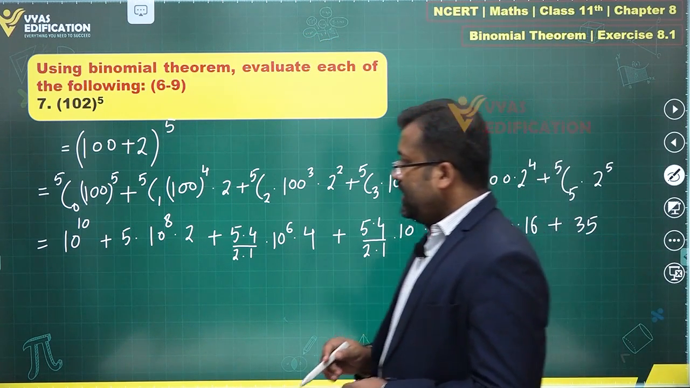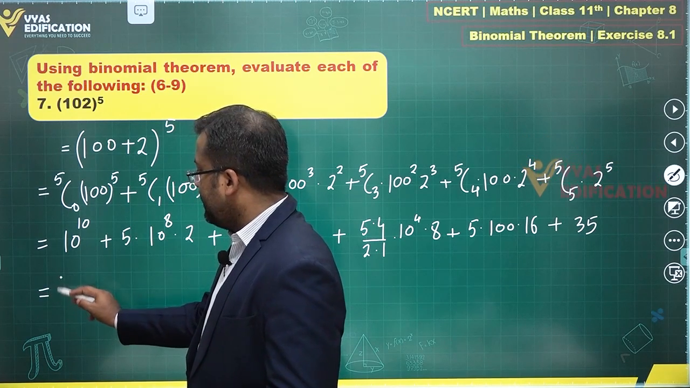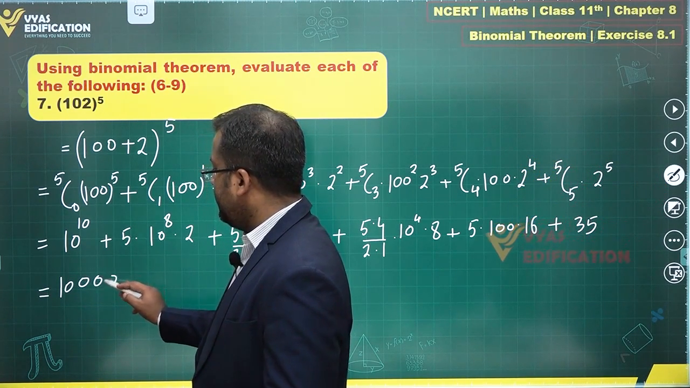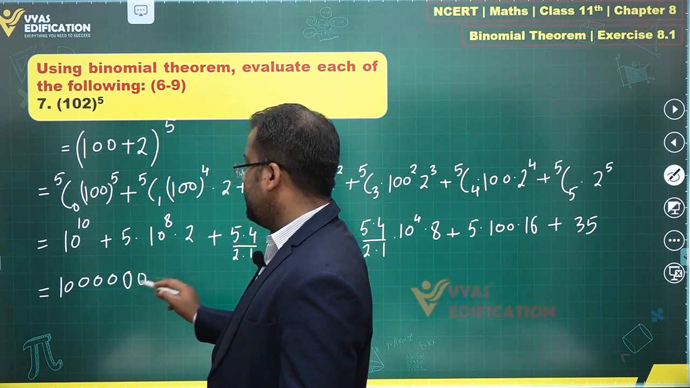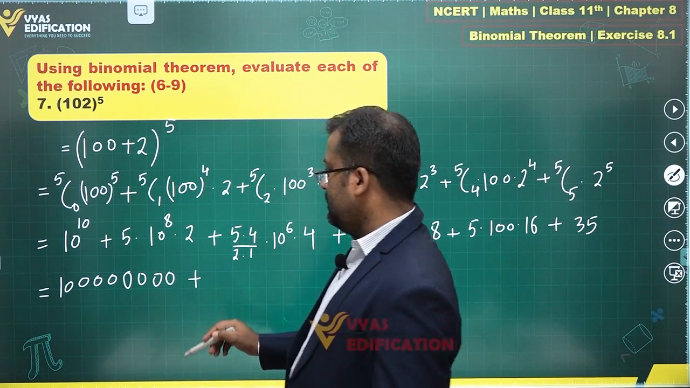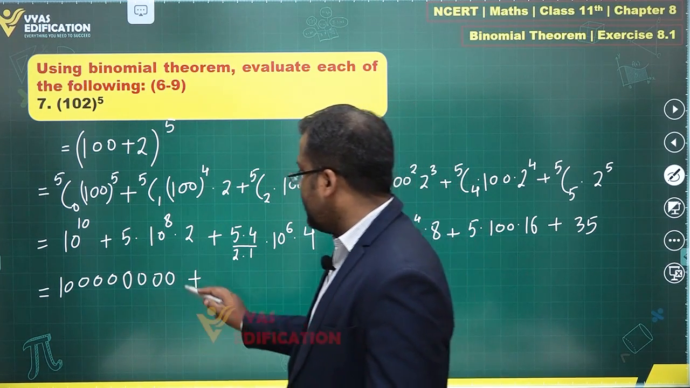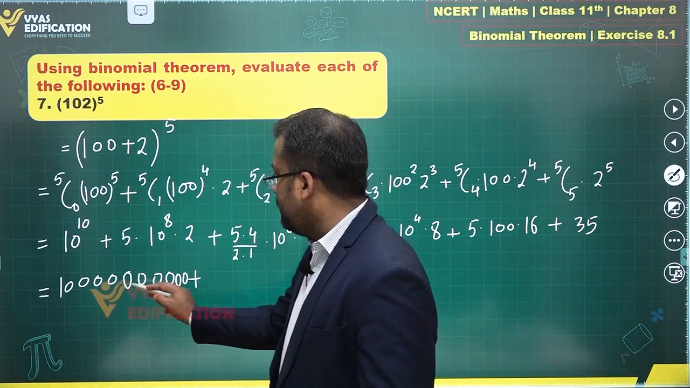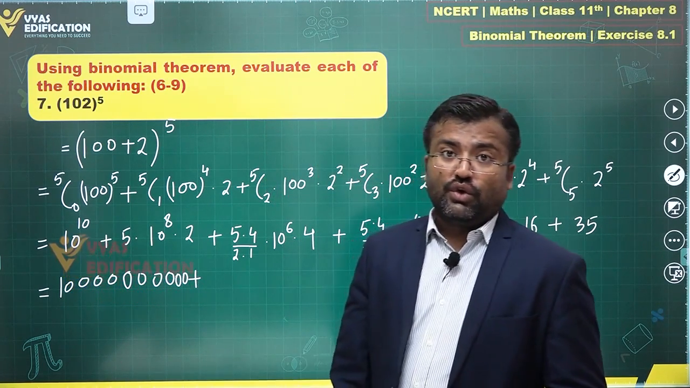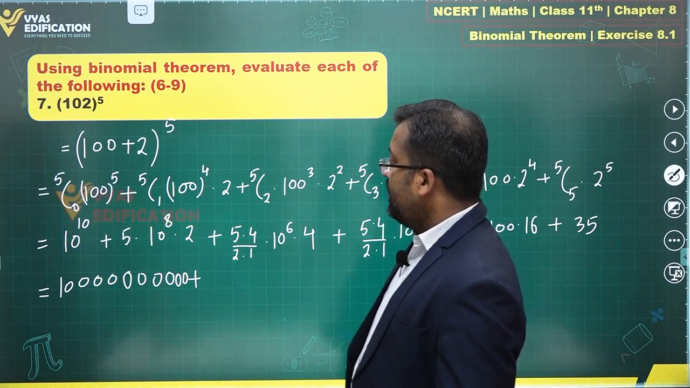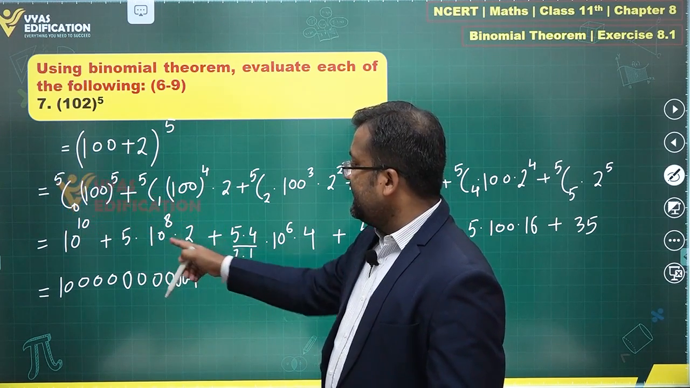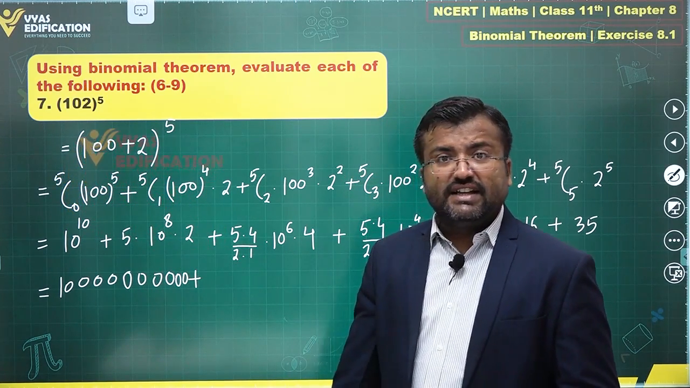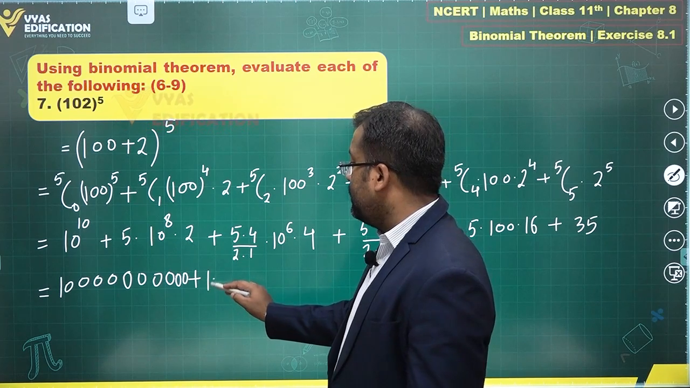Next, let's write each and every term properly. This is 1 followed by 10 zeros. 6, 7, 8 zeros. No, this is followed by 10 zeros actually. So there are 2 more zeros. 1, 2, 3, 4, 5, 6, 7, 8, 9, 10. Okay, a big number. 5 times 2 is 10. 10 into 10 power 8 is 10 power 9.